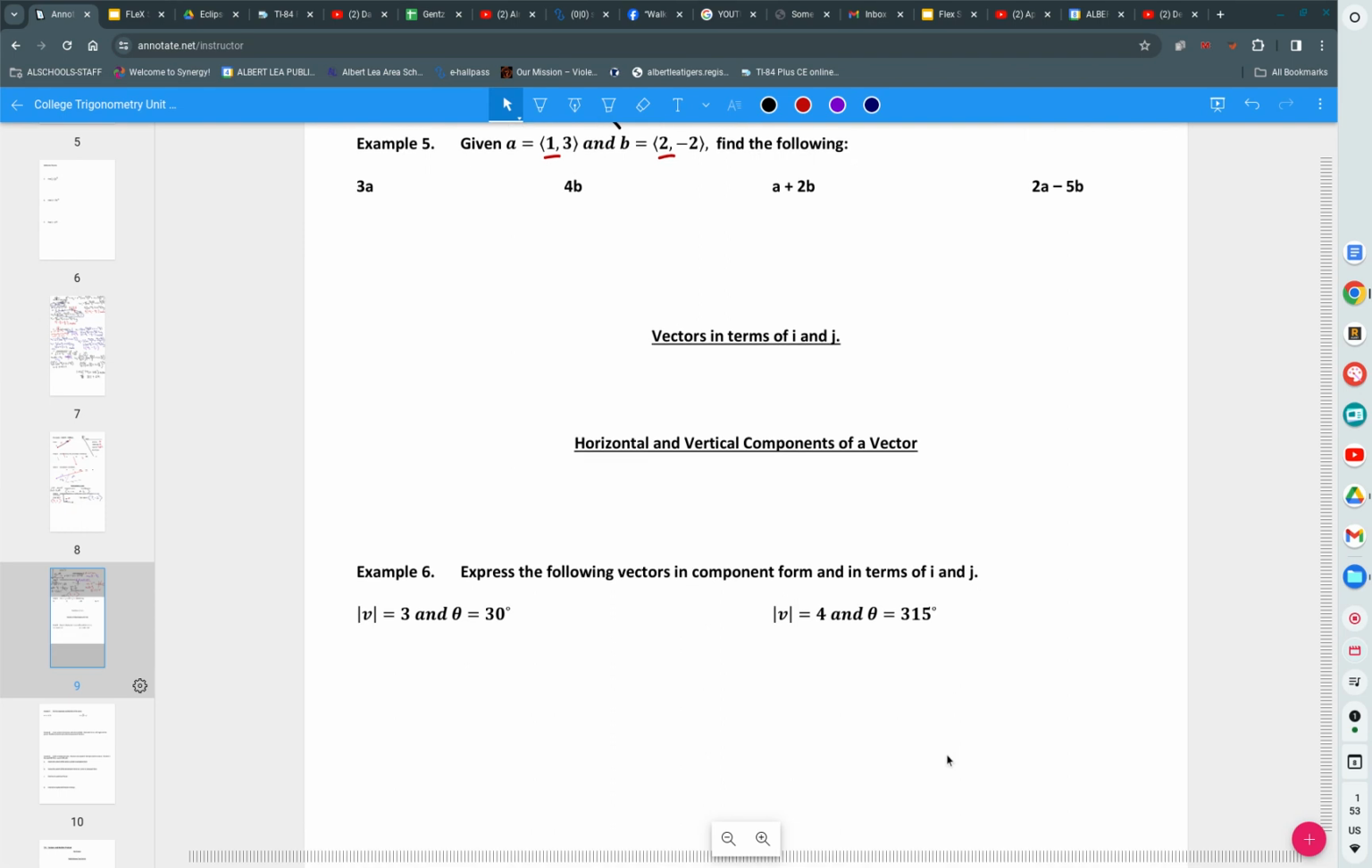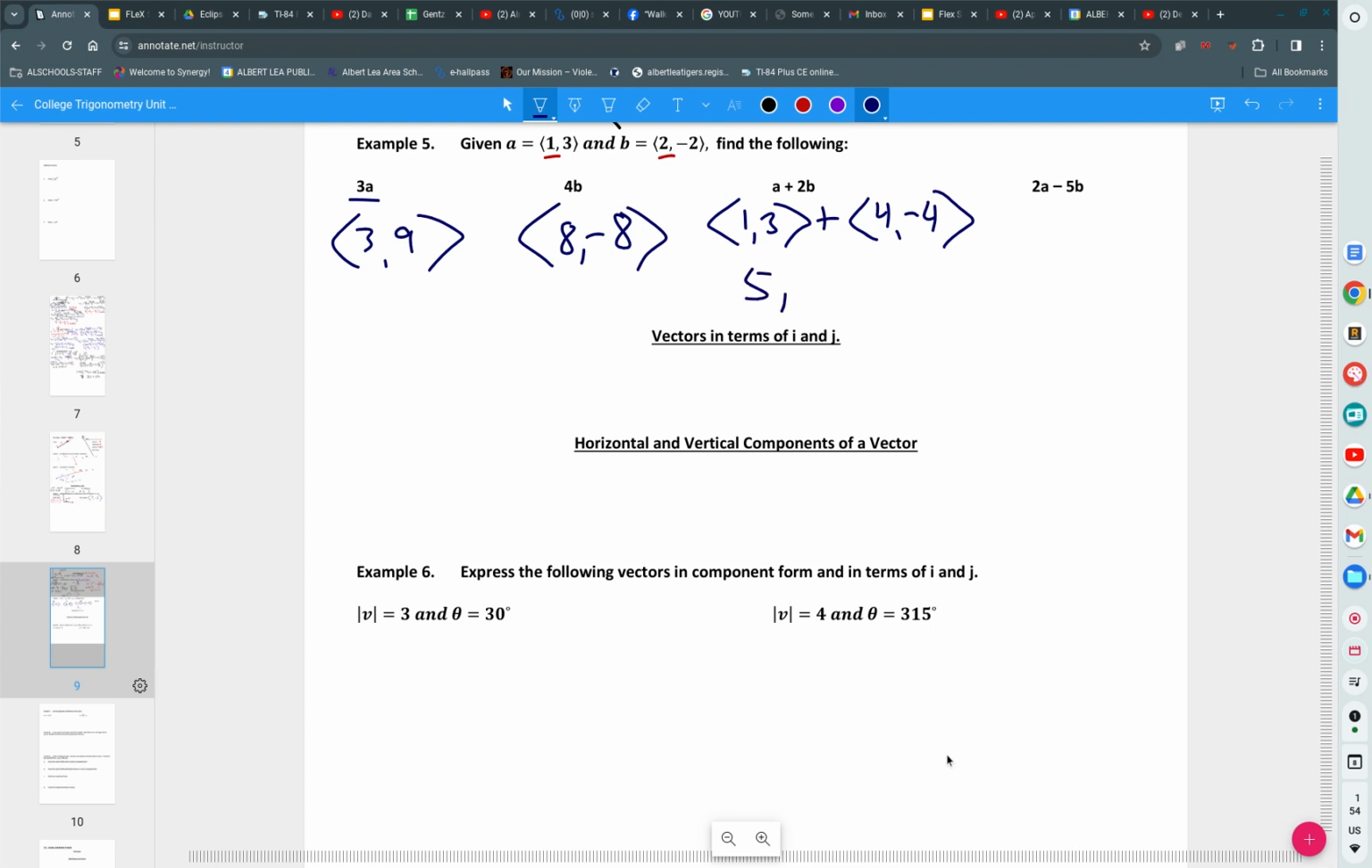So in this example, we'll find the following using these operations. What do you think you do if it says 3 times A? Yeah, so you just get (3, 9). If it says 4B, you just multiply B by 4 and you get (8, -8). And if it's A plus 2B, then you take A, which is (1, 3), and add to that twice the B value, which is (4, -4). Now as you add those components, you have (5, -1).